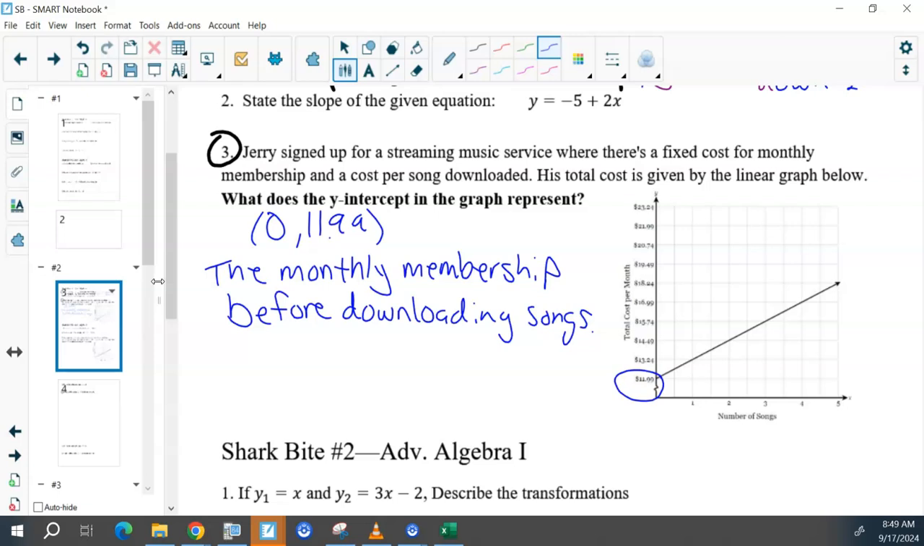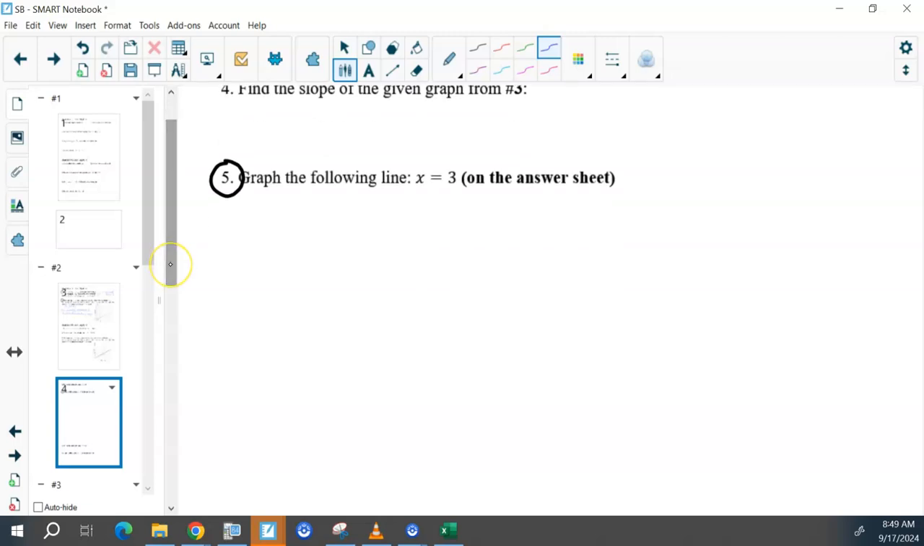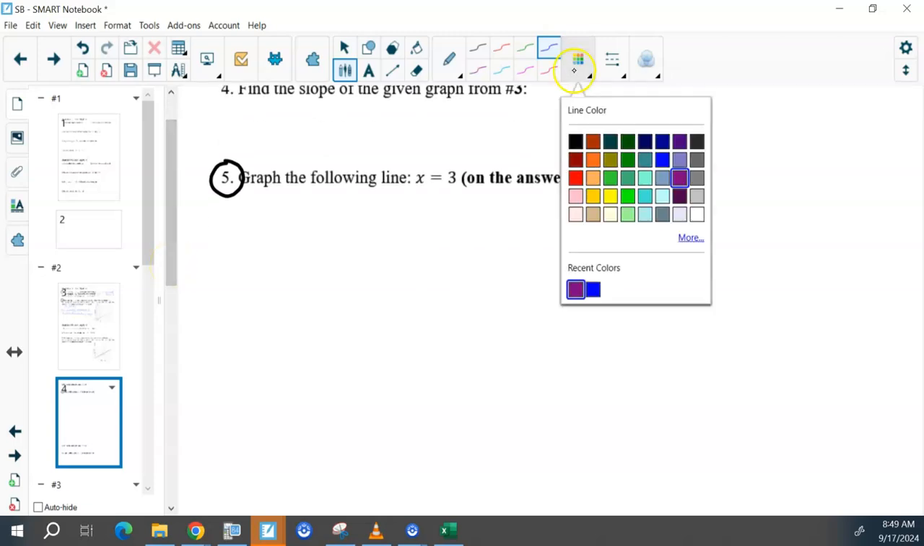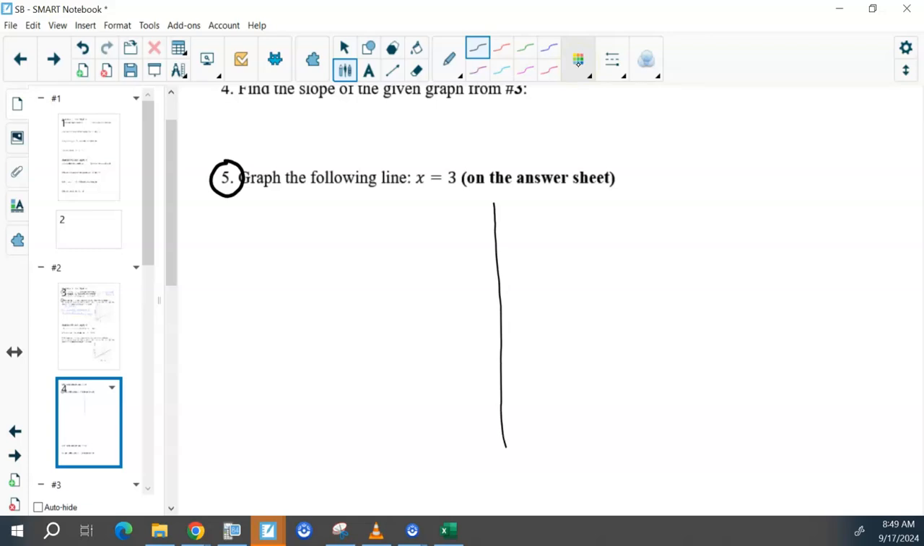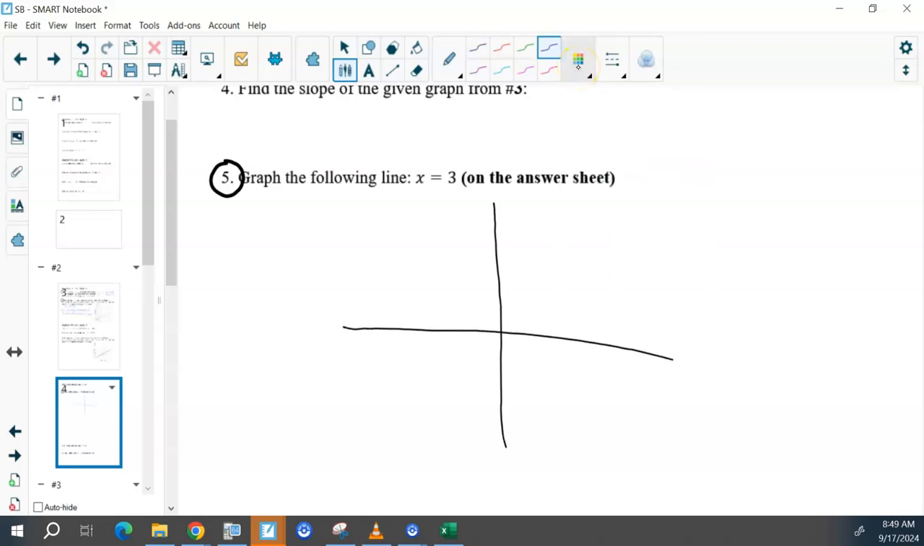And then number 5, you have to graph on the sticky note graph that I gave you. So that should have been a vertical line at x equals 3. So wherever x equals 3 on your graph, draw a vertical line through that.